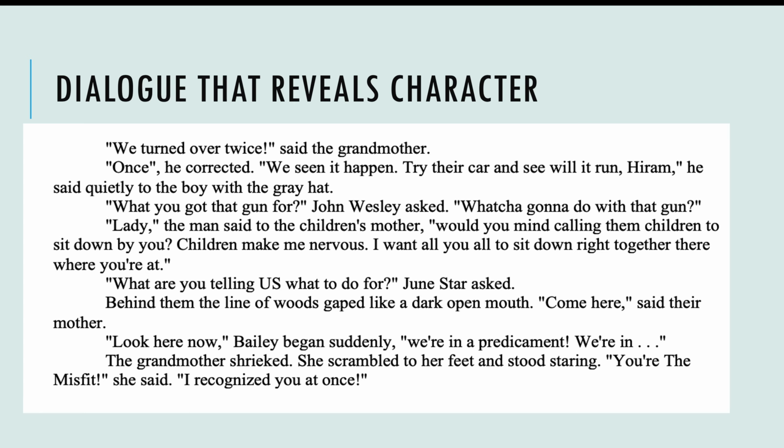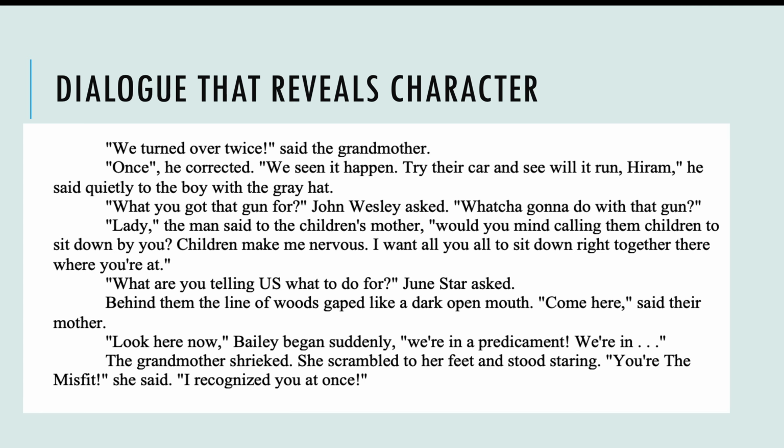And so the thing that's really amazing about just this small piece of dialogue that I've presented to you, we have, I think, 6 different characters speaking: Bailey, the grandmother, June Star, and more. And every single one of them is conveying something very different. So the grandmother's just focused on the accident and realizing who the misfit is. Bailey is outraged because he doesn't get that they're in danger. The mother does, and she's the only one who does. June Star and John Wesley are just acting like children, and the misfit is being menacing.